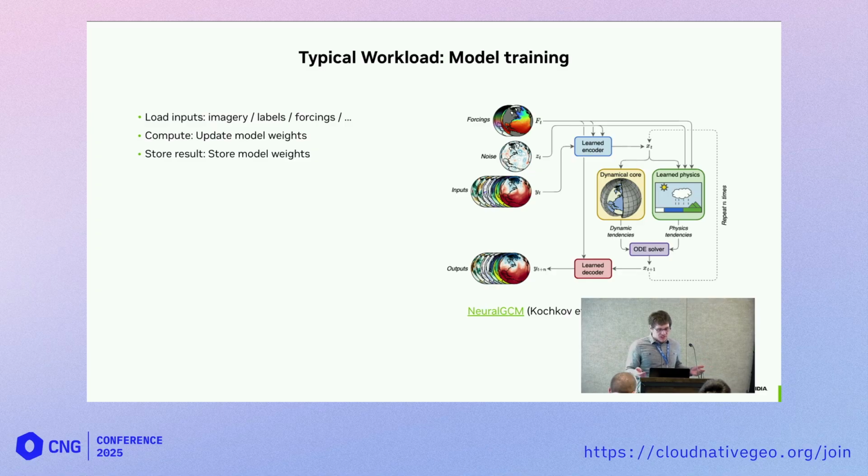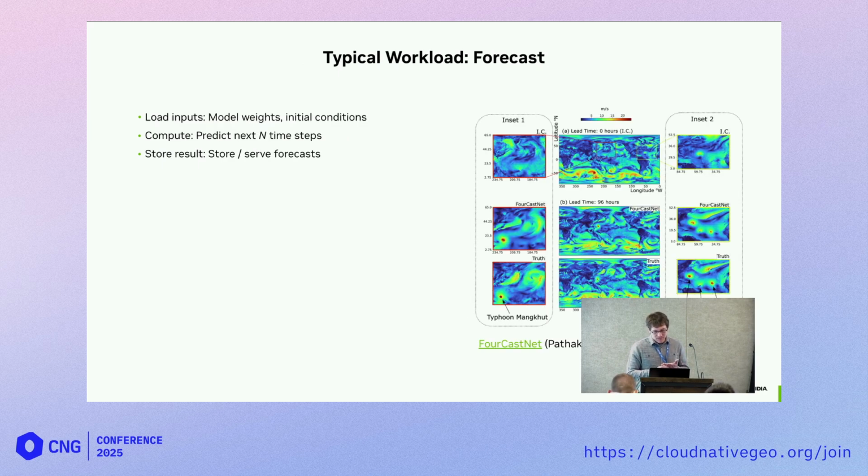This is from the NeuralGCM paper, which I think Alex supported this work maybe, getting those nice data sets. Probably on Google Cloud Storage, you're loading these forcings and the inputs, and then training your model. So this was using JAX, using TPUs probably, but they have a CUDA backend as well to do all the backpropagation, fancy deep learning stuff that I don't understand, but updating some model weights and then storing those model weights out. Maybe you're making some forecasts, so this is from the FourCastNet paper from NVIDIA, where you're loading in your initial conditions and the model weights from blob storage again, doing the prediction out for the next n time steps given those initial conditions, and then serving or storing those forecasts. So anyway, load inputs, compute, store results.